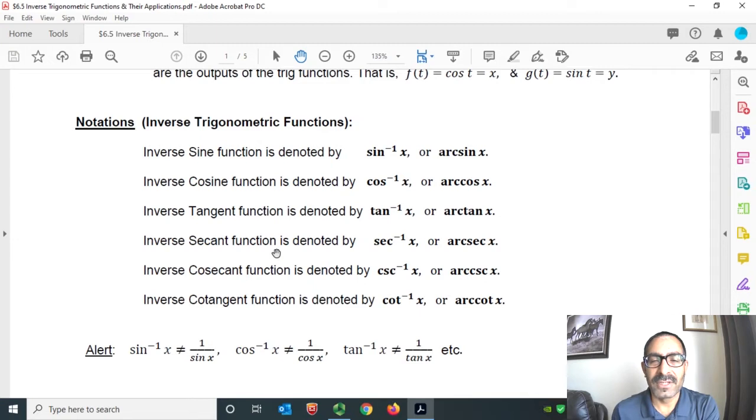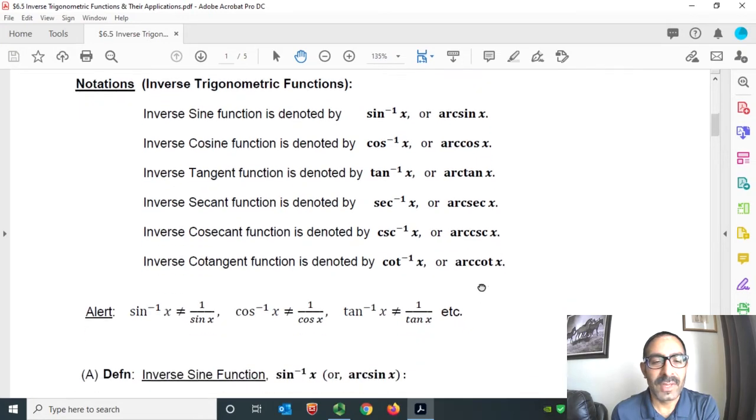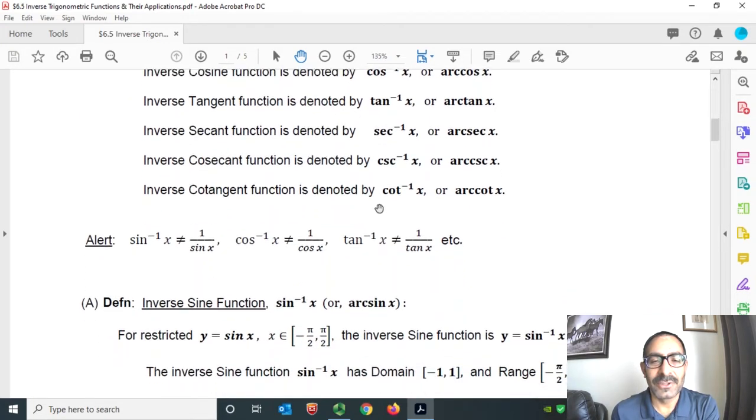The inverse secant function is denoted by secant inverse x or arcsecant x. The inverse cosecant function is denoted by cosecant inverse x or arccosecant x. The inverse cotangent function is denoted by cotangent inverse x, that's cot inverse x, or arccot x.